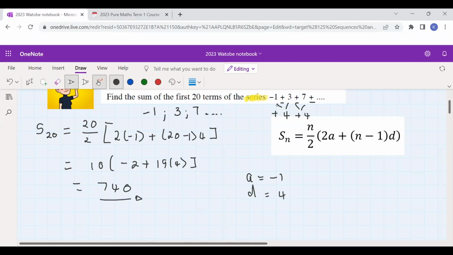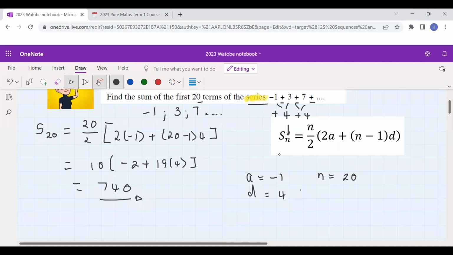So since they asked us, what are the first 20 terms? 20 will be our N, okay? So N in this case is 20. So now that you have all the information that you need, you substitute. And please mute yourselves, guys. And we are working out the sum of series, which I said are only different from sequences because of the plus. So if you list the sequence and say -1, 3, 7, that we call a sequence.